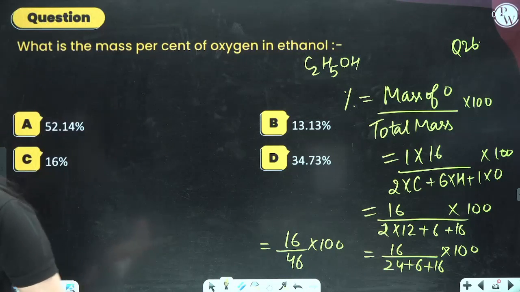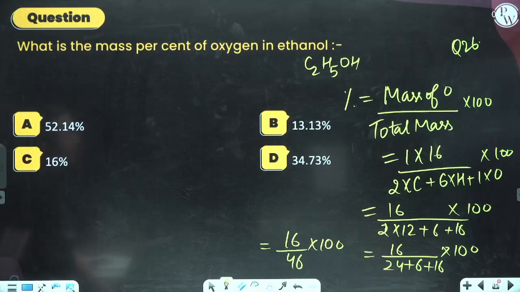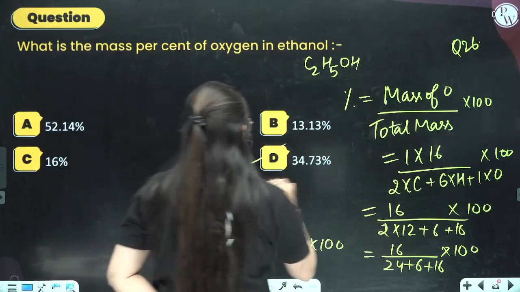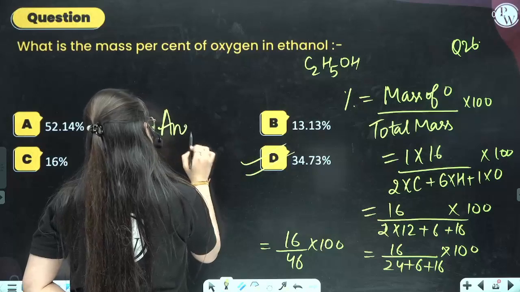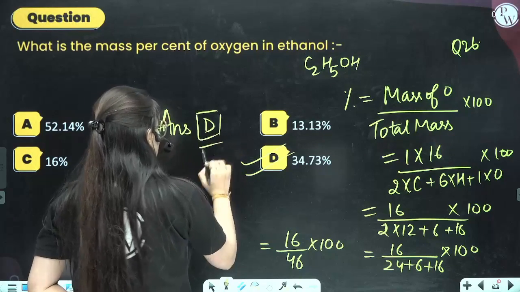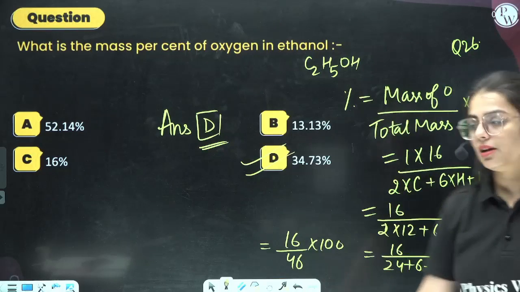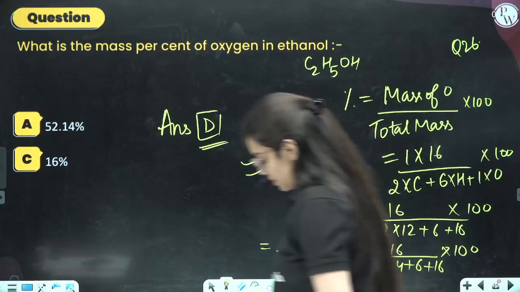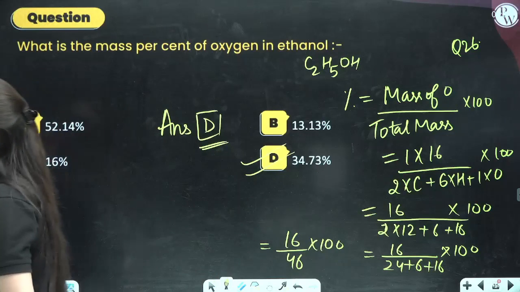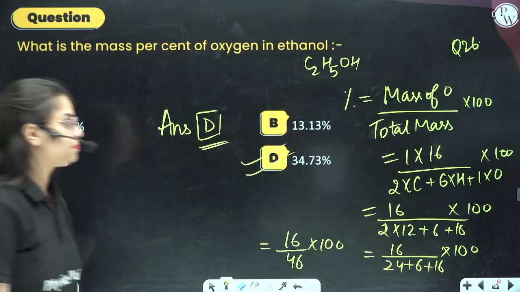Is it clear to you? So this comes out to be 34.73%. That is option number D, which is going to be your correct answer. Is it clear? Can we move on to the next question if you have done this?